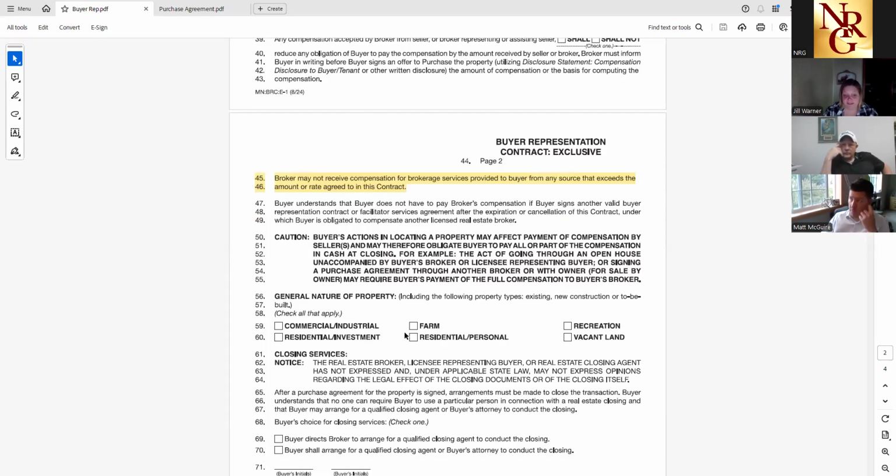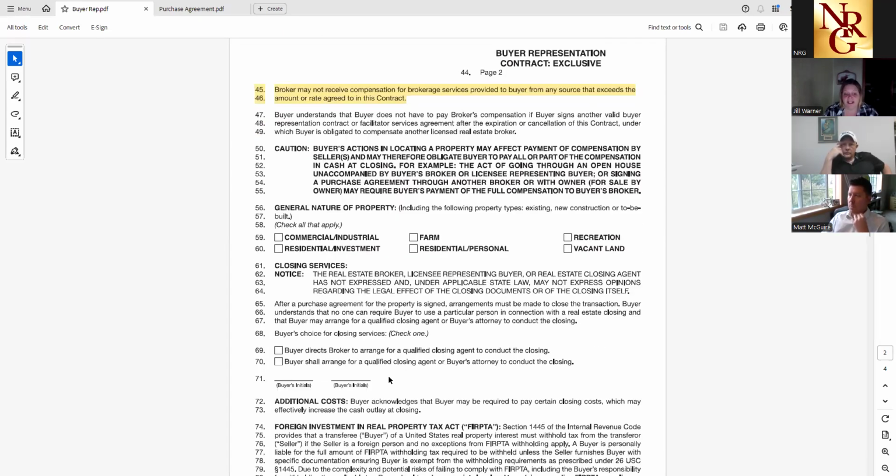And then we basically go down here to commercial, farm, recreational, residential, check the box that's fitting for them. And then I'm explaining to the buyers, do you want me to help you find a title company to work with, or do you want to find your own title company or attorney, whatever you would like? Most of the time, they're not working with title companies day to day. So they're like, yep, I'm going to have you help me. So you do buyer directs broker to arrange qualified closing agent, and you have them sign it. But that is how I explain it.